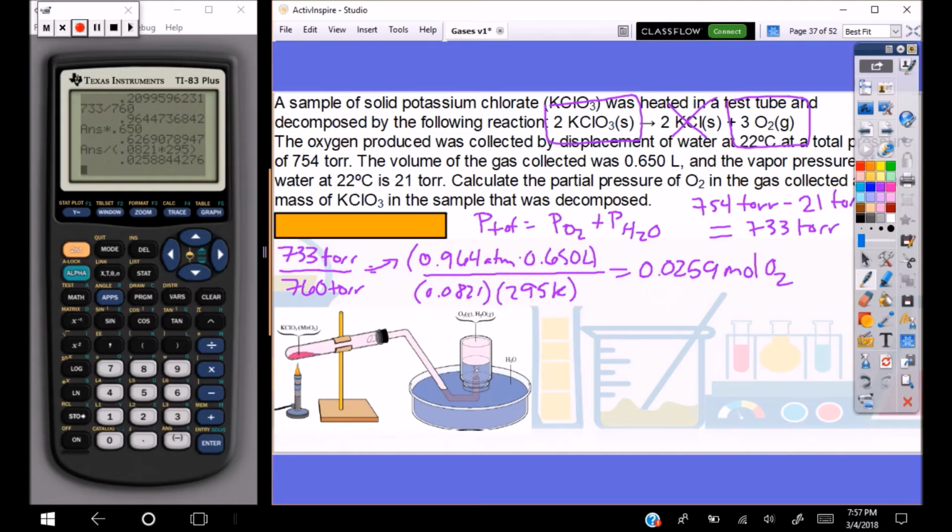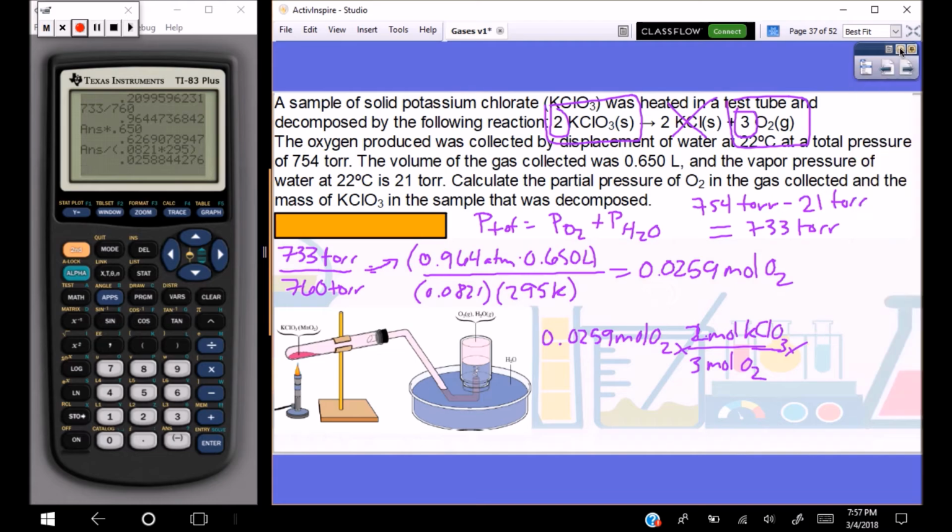Now that I have my moles of O2, this becomes a stoichiometry problem. I need my mole ratio. So 0.0259 moles of O2. If I want moles of O2 to cancel, I've got to use my coefficients here. I've got 3 moles of O2 for every 2 moles of potassium chlorate. Now that I'm in moles of potassium chlorate, I know 1 mole of potassium chlorate is equal to its molar mass. So you're going to need to figure out its molar mass.